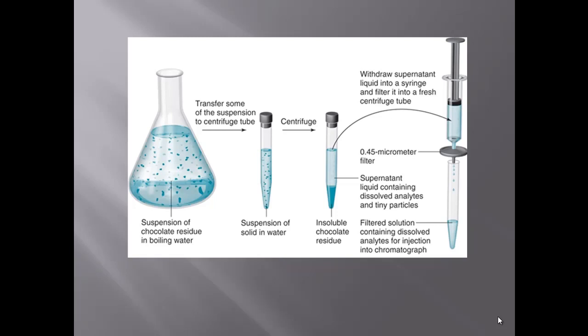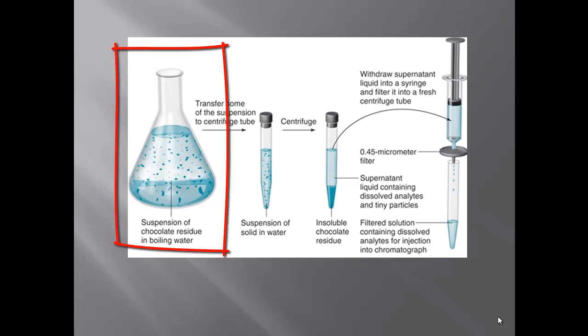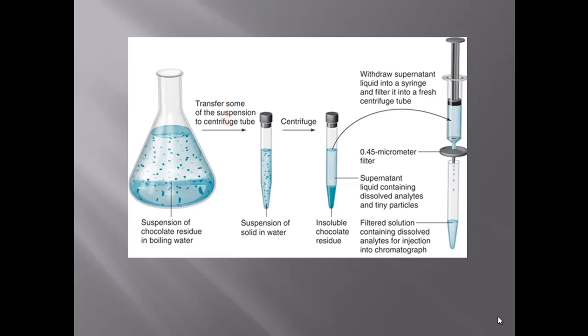The next step is to quantitatively transfer the fat-free chocolate residue to an Erlenmeyer flask and then dissolve it in water for chemical analysis. Quantitatively transferring means that you completely transfer your entire analyte sample. In this case, the analyte is your defatted chocolate, which includes your caffeine and your theobromine. If you don't transfer everything that's in that tube, then the final analysis is going to be incorrect because you're not including everything that you have in your sample.